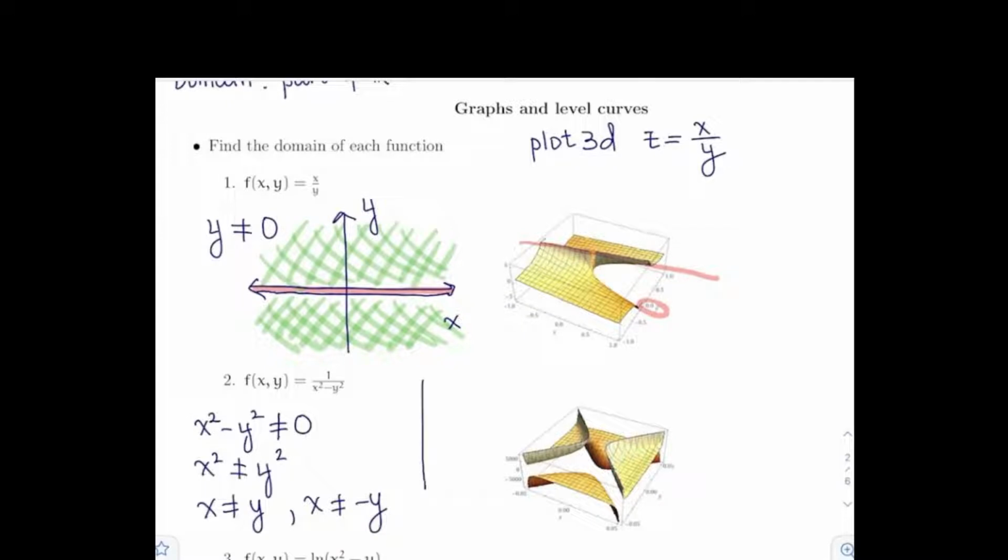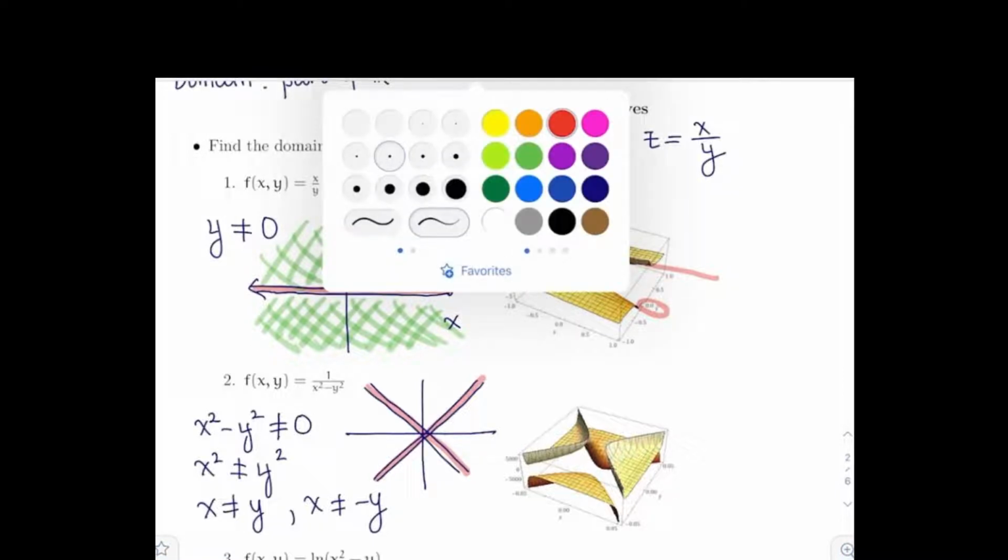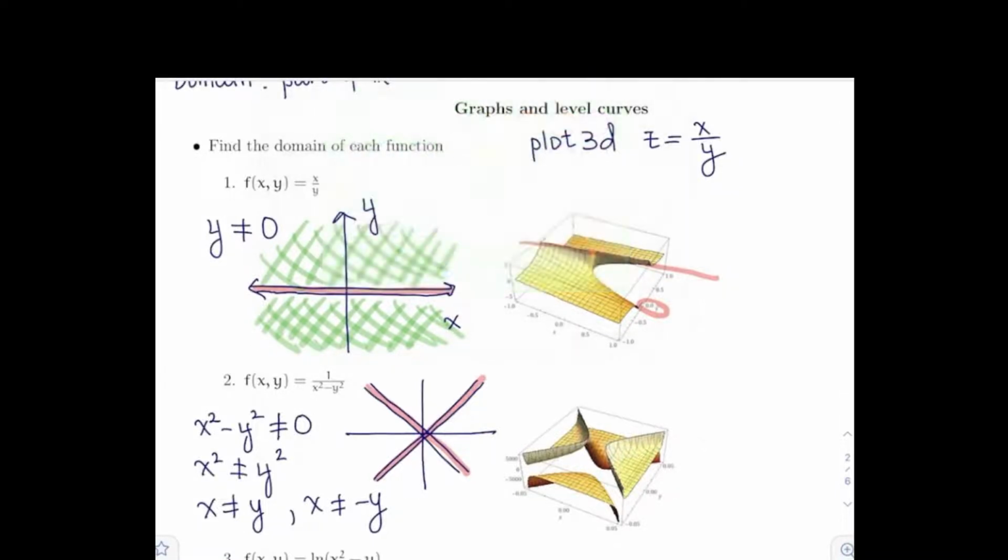Well, let's just make our xy plane. X is equal to y, it's this identity line, right? X is equal to negative y is this line right here. So this is what we want to exclude from the domain. Stuff in red, that's gone. And now I'm going to highlight the rest of our R2 to indicate this portion is fine. This is where my function is defined.